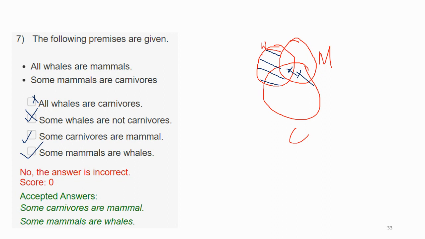But I think it is clear why this is not included: some whales are not carnivorous. We cannot conclude that because there is a cross section. This cross section leads us to say that some carnivores are whales, or some whales are carnivorous, but it does not lead us to say that some whales are not carnivorous. Yeah.